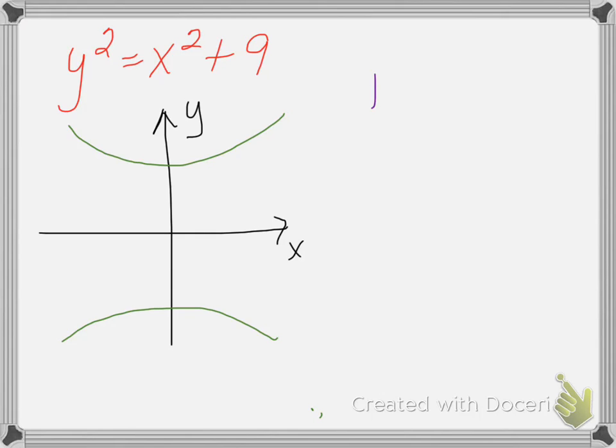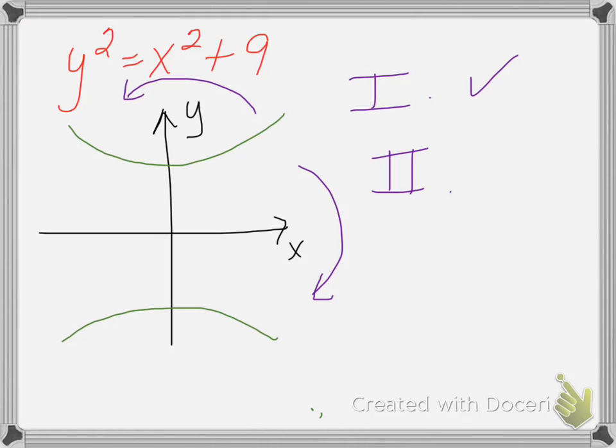And it's asking about three things. Number one, is it symmetrical to the x-axis? Which means that if you flip it over the x-axis, would it line up like a mirror? And the answer is yes. And then the second choice is it symmetrical to the y-axis? Meaning if you flip it over this way, would it be like a mirror and match up?